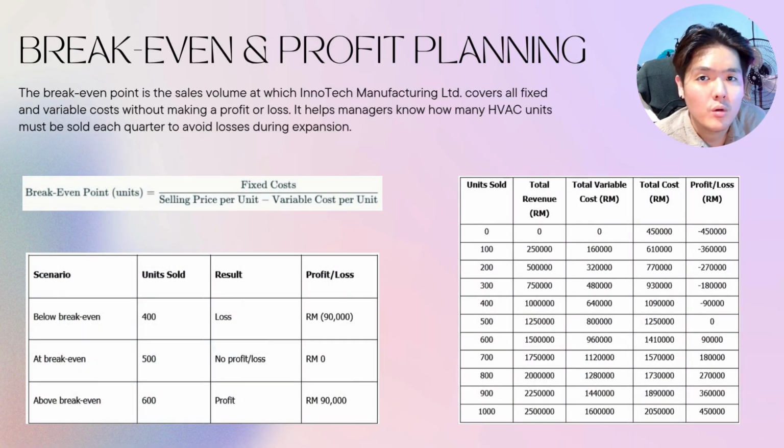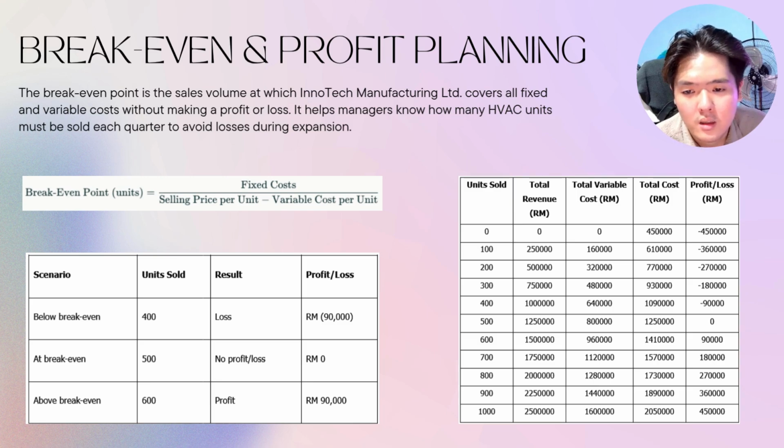So how do we produce profit and how do we counter loss? From here comes in the break-even and profit planning. The break-even point is the sales volume at which InnoTech, the company, covers all fixed and variable costs without making any profit or loss. It helps managers know how many HVAC units need to be sold each quarter to avoid losses during expansion.